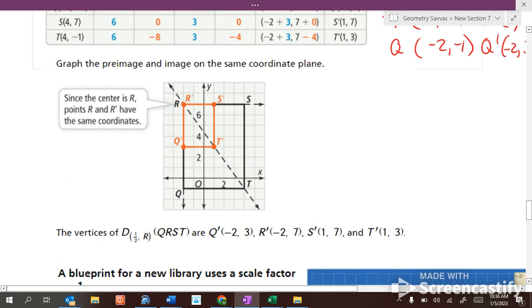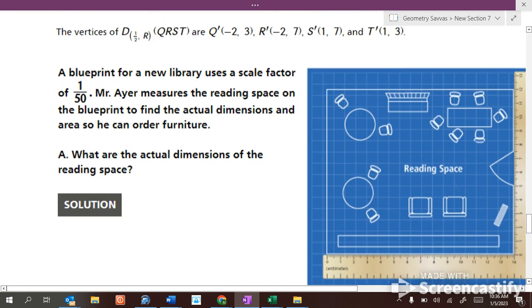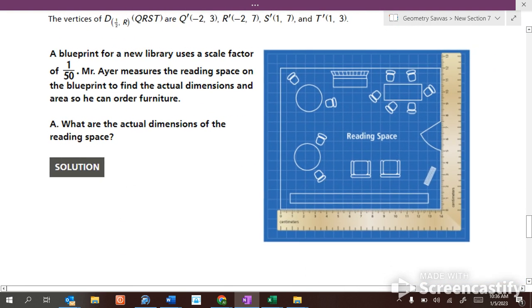Same shape, not the same size. Okay, a blueprint for a new library uses a scale factor of 1 to 50. They can't make blueprints the size of the object, or else it would cover the whole floor, and it doesn't make any sense. You have to be able to read a blueprint or a map of what's going to happen. Mrs. Ayer is measuring the reading space on the blueprint for the actual dimensions so she can order her furniture. What are the dimensions of the reading space?